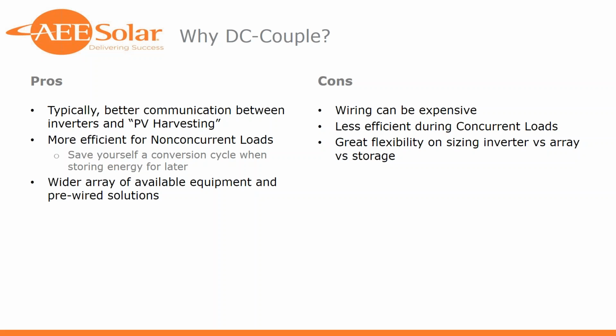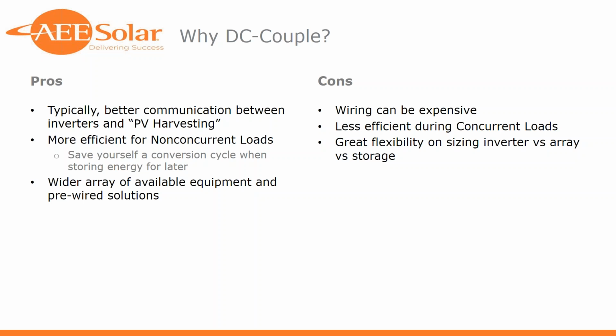Also, depending on what array voltage you're trying to use, wiring can be very expensive as well. I don't have a handy rule of thumb, but think about the cost increase of wiring at a similar amount of current at 150 volts versus 600 volts. Can add up really quickly, and really quickly can eat up any of the savings from a grid tied inverter versus a charge controller. Next con here is less efficient during concurrent loads, kind of as we would expect.